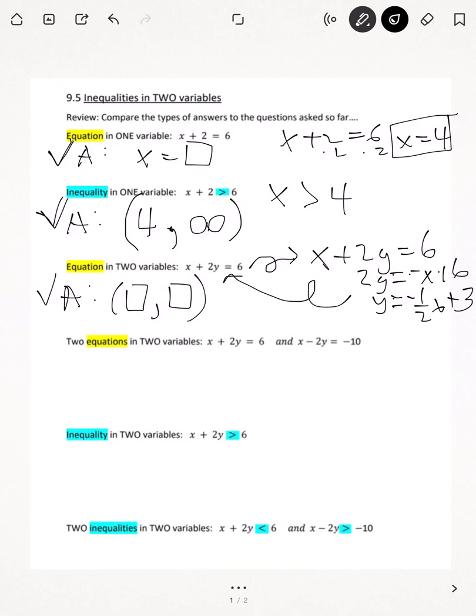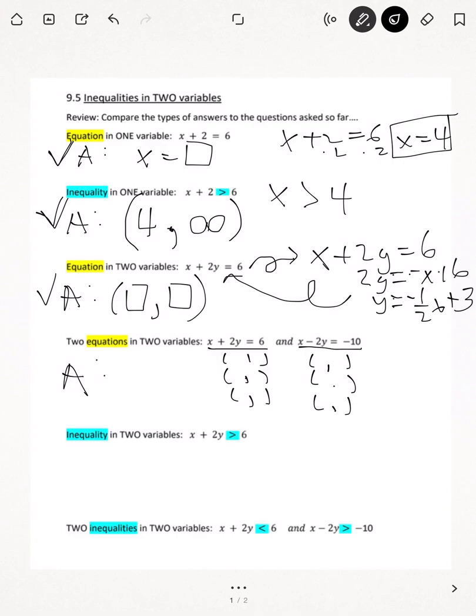Let's look at the next one, two equations in two variables. What does the answer look like for something like this? The answer to this is a lot of ordered pairs. So many ordered pairs, in fact, it takes a graph. The answer to this is also a lot of ordered pairs.